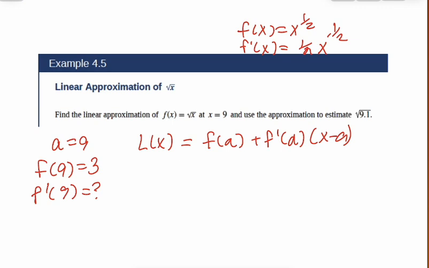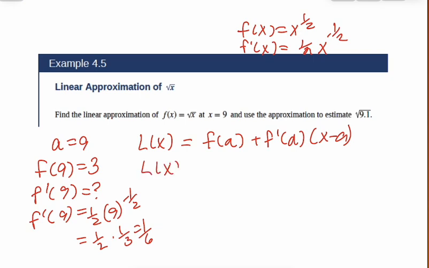Okay. So if we stick 9 into our derivative, we get 1/2 times 9 to the negative 1/2. Well, the 1/2 power on a 9 is just 3. The negative power flips it. So that would be 1/2 times 1/3 or 1/6. So now let's take our linearization formula. I'm sorry, my a's and 9's don't look too much different, but hopefully you get that. And let's put in a 9 for our a.